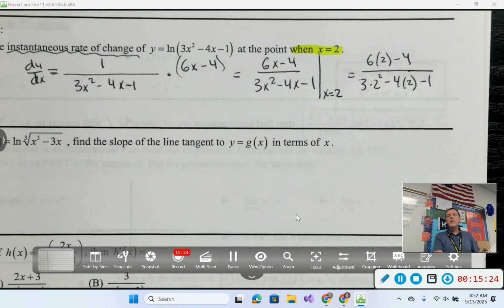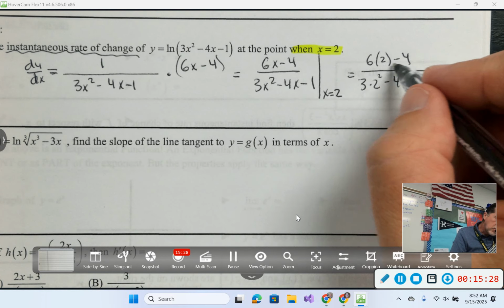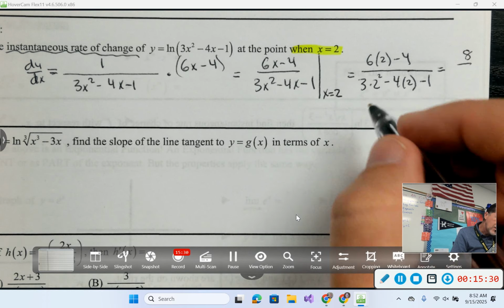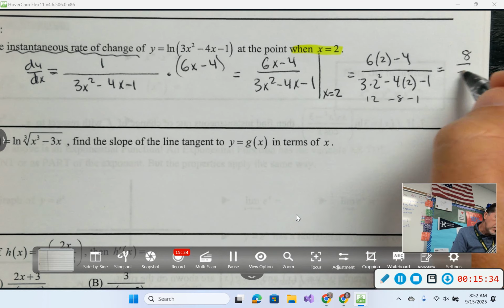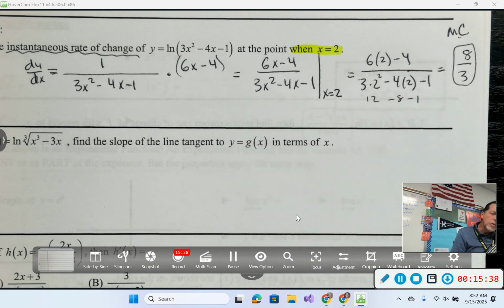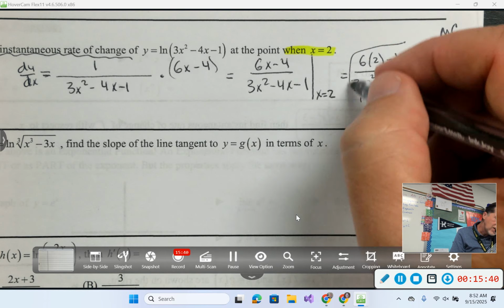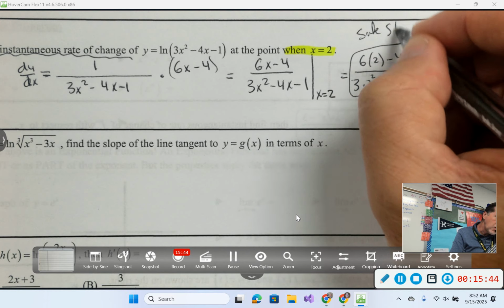Safe stop. But 12 minus 4 is 8. 12 minus 8 minus 1 is 3. So 8/3 on the multiple choice section of the test. All of that on the safe stop free response part of the test.